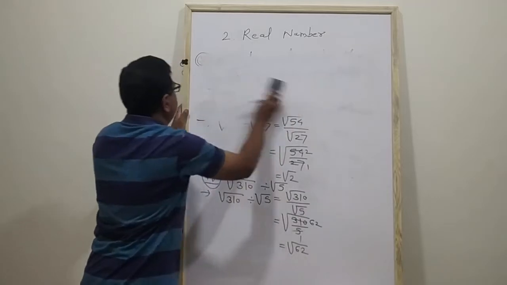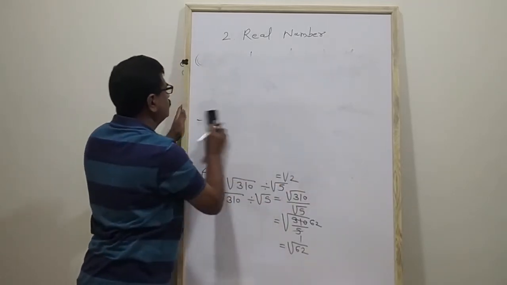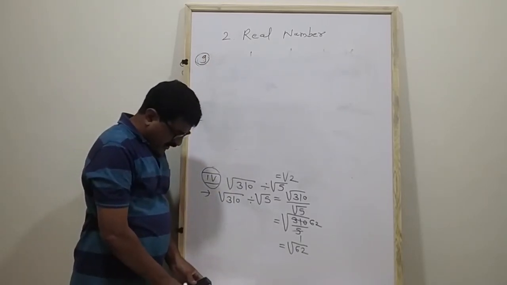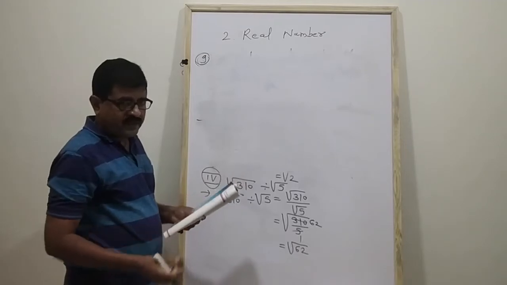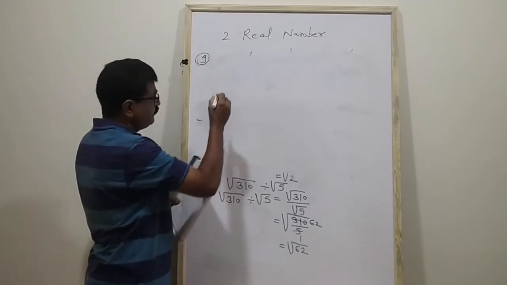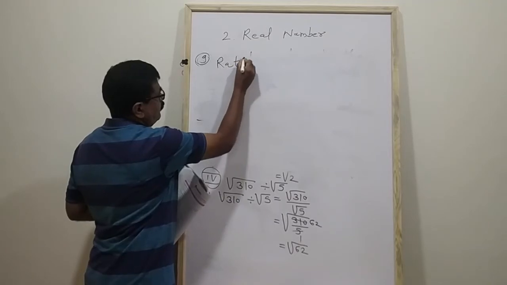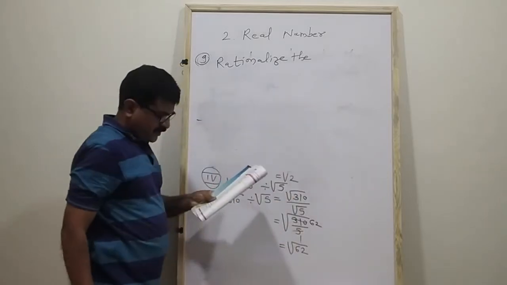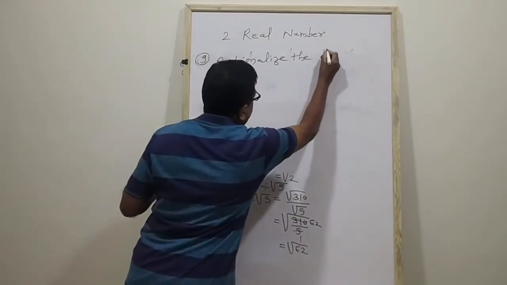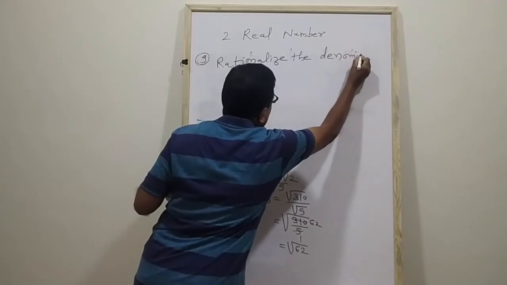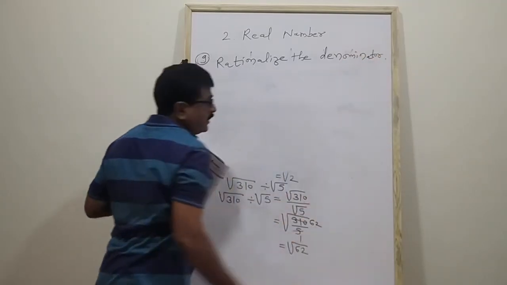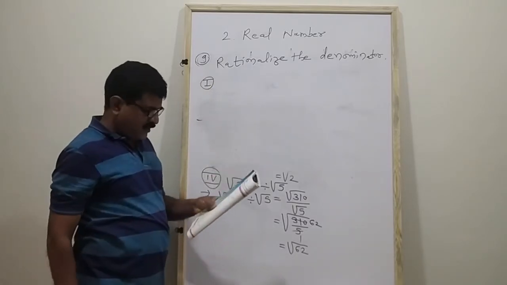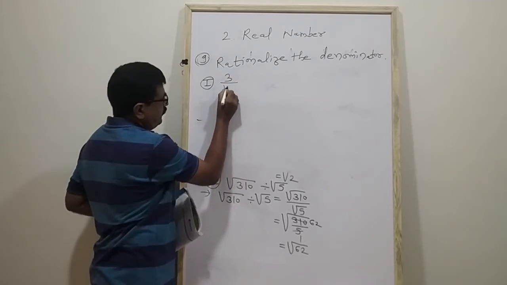And ninth example, write down question number 9. Rationalize the denominator. First example, 3 upon square root 5.